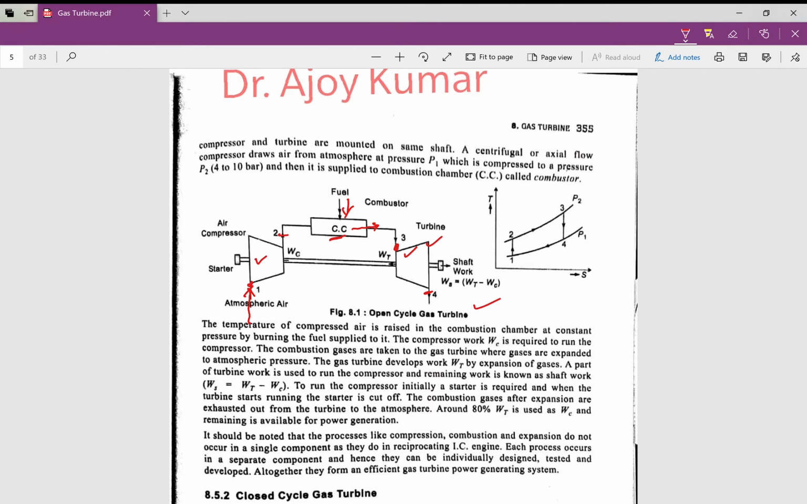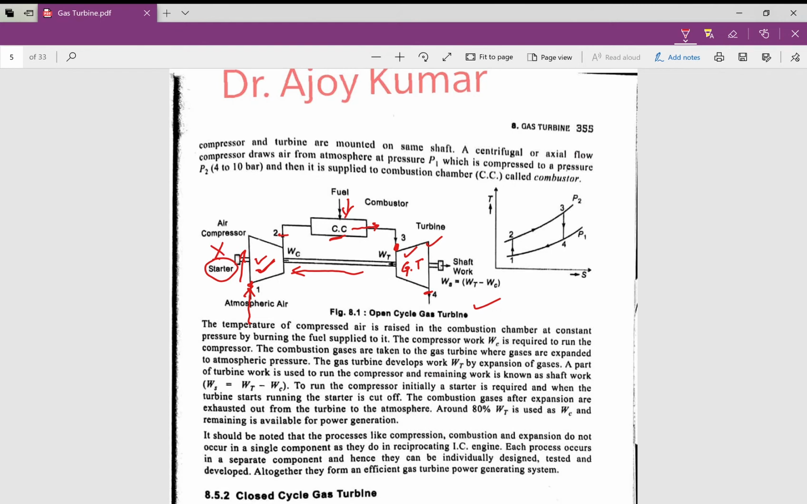Now the power produced by this turbine is supplied to run this compressor, because compressor, as you know, is a power consuming device. Initially, just to start this compressor, we have a starter. So first the starter runs this compressor, and whenever the power is being produced by this gas turbine, some portion of power is supplied to run the compressor, and after that the starter gets switched off.